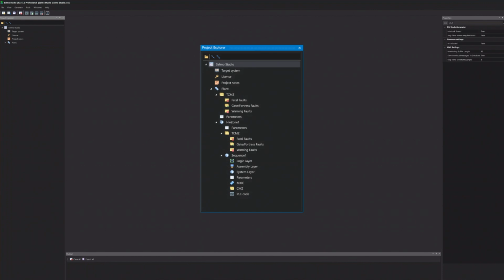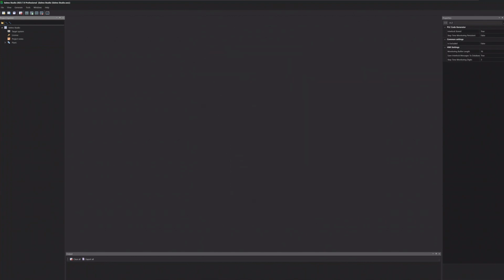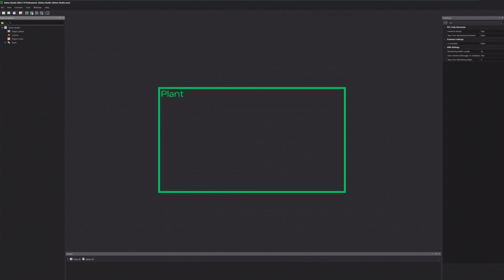In this video we explain the structure of the Project Explorer in Selmo Studio. This is made up of different levels. The top level is called the plant and represents the overall system. The plant always contains at least one sublevel, the hardware zone, which can comprise one or more sequences.